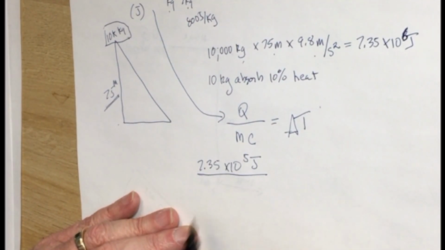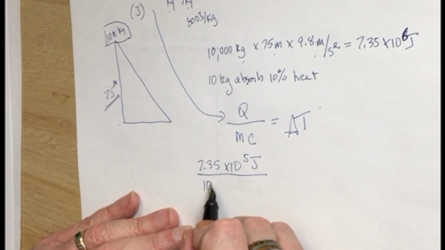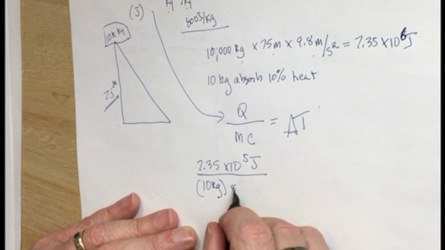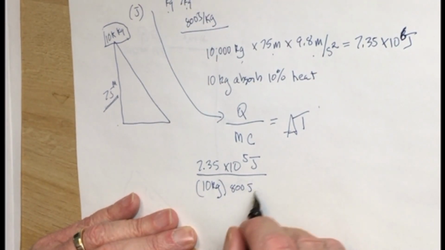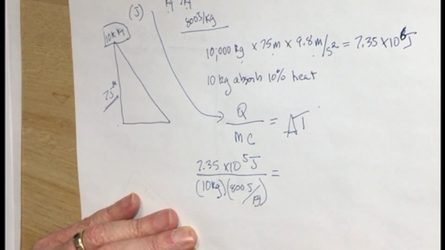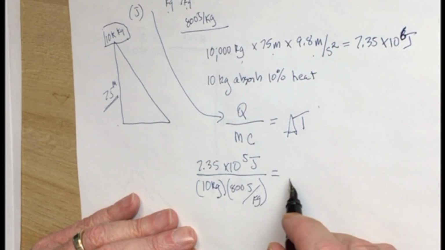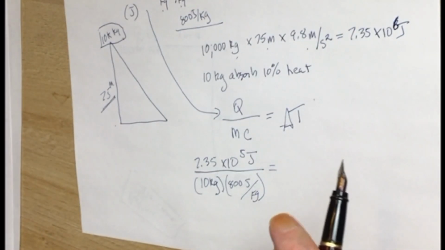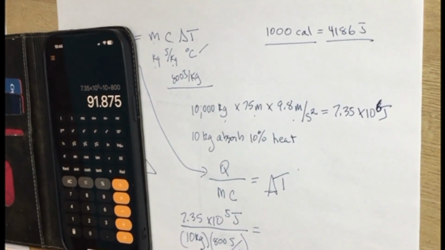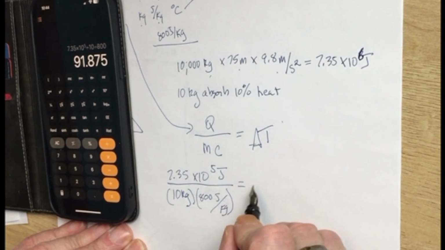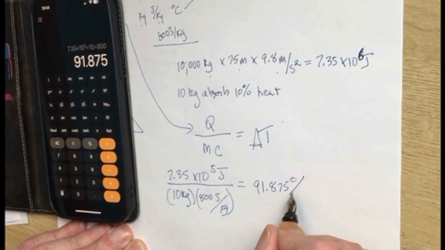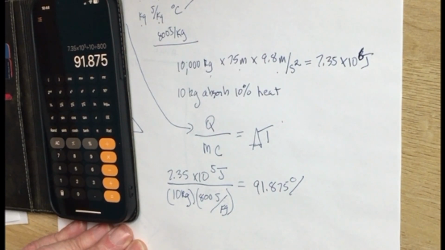And what are we going to divide it by? Well, the mass of the brakes is 10 kilograms. The heat capacity of the brakes is 800 joules per kilogram. So we'll multiply that right here. So what are we going to end up with? This will end up giving us temperature in degrees Celsius. So let's just go ahead and do the math. Okay, and there we have it. So it comes up to 91.875 degrees. And that is actually the answer that's in the book.